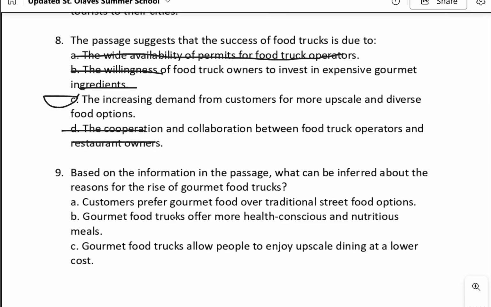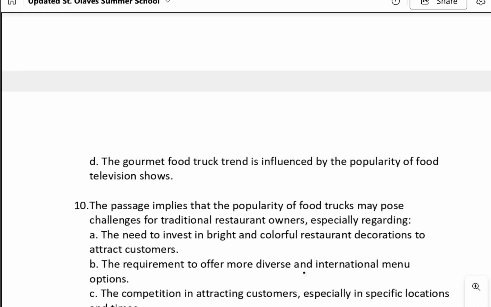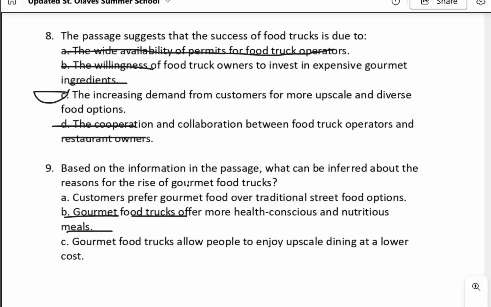So for this one, it doesn't really talk about health consciousness or sanitation, and it's not that they prefer gourmet food. Taking option D into account, there's nothing about food television shows, so we can cross that out. Mainly the most sensible answer is that it talks about the lower costs that they offer because of the low overhead costs, so C is the answer.